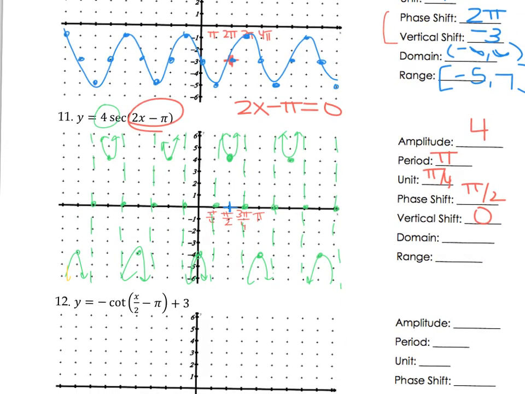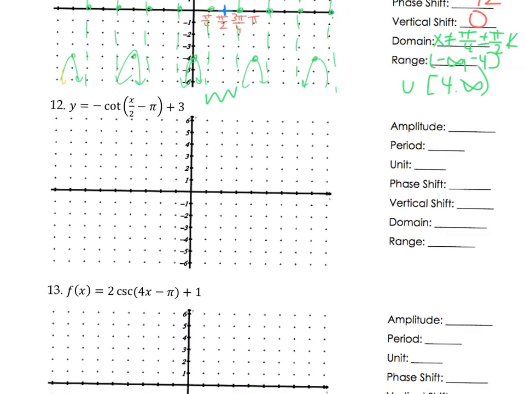So domain is x cannot equal the first asymptote, which is pi over 4, plus or minus the distance it takes to get from pi over 4 to 3 pi over 4, which is pi over 2k. The range is negative infinity to negative 4, union 4 to infinity. Cotangent follows the same rules as tangent. So cotangent amplitude really doesn't have one, but you could also say it was 1.